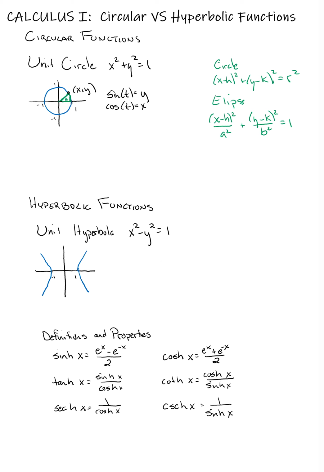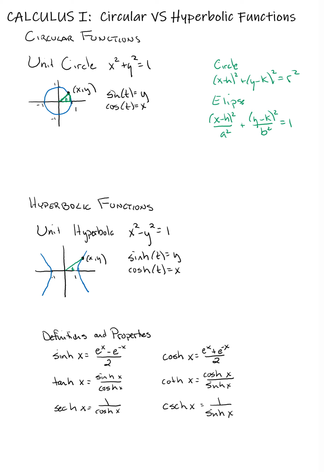We could do a similar thing. Of course, the x and y in the equation describe any point. And if we measure the angle from the x-axis up to that point, we'll call that t. And then we can define our hyperbolic functions on that. So the hyperbolic sine of t is equal to y, and the hyperbolic cosine of t is equal to x.